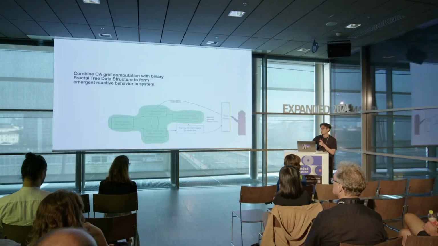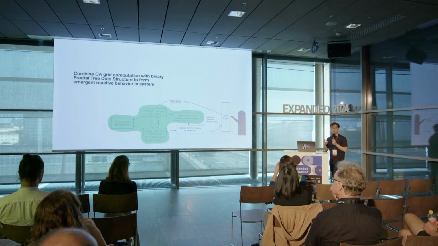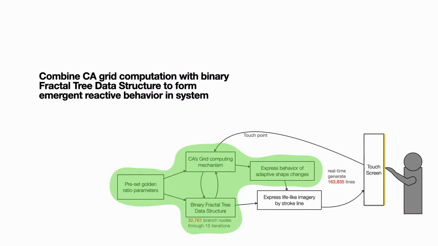So the next step is I'm thinking about how to make, as when I play with the mimosa, the leaves spread like a ripple to the outside, and then how to make a kind of adaptation in this kind of structural fractal tree data structure.